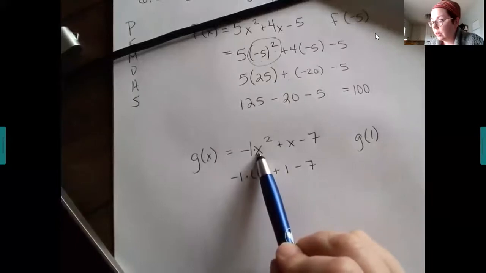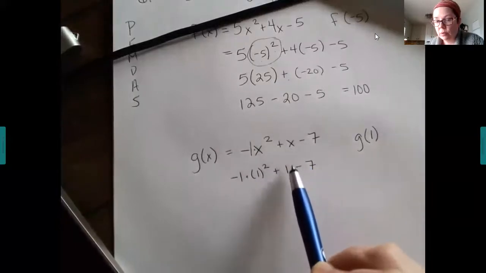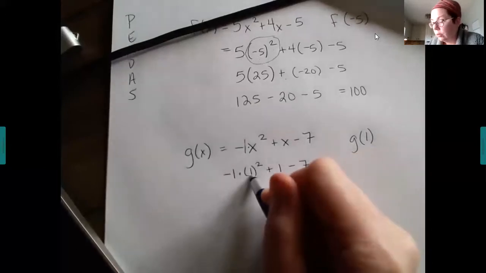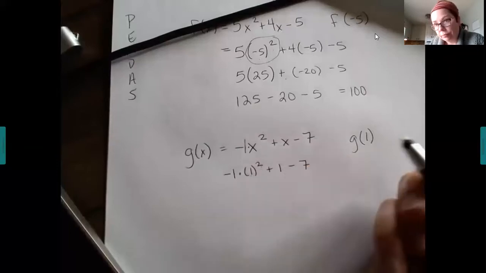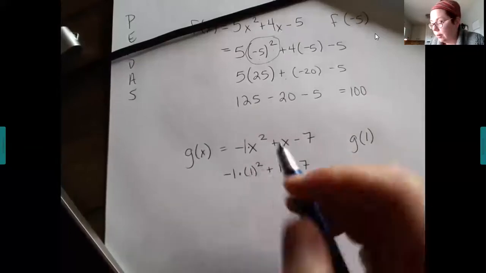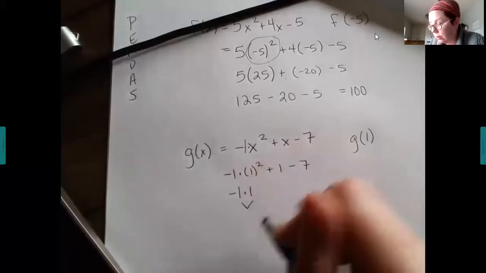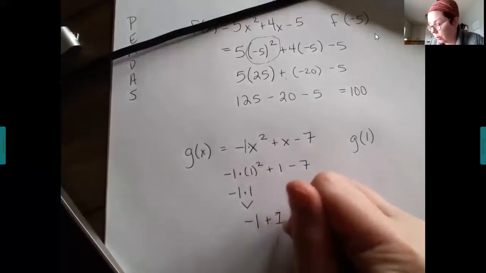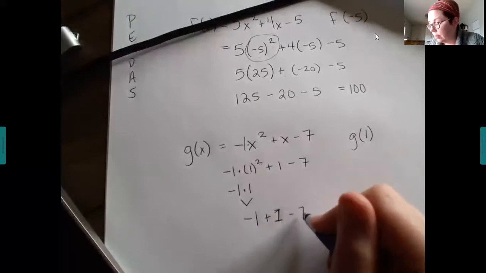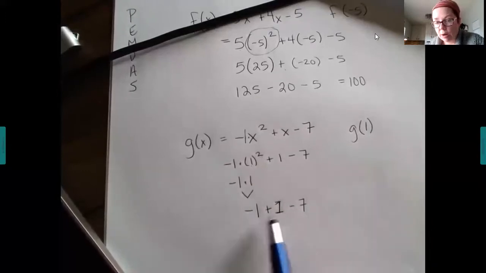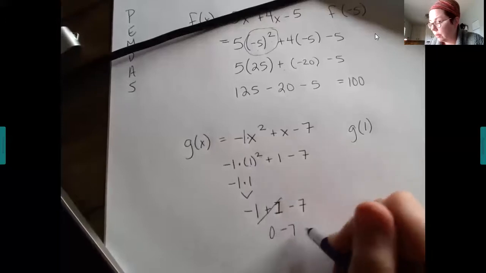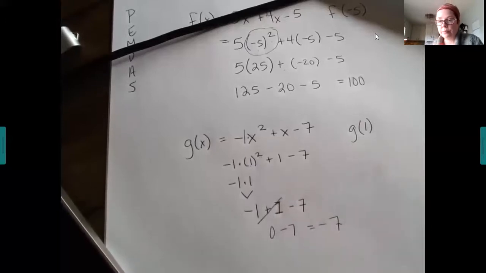So I just replaced this x with 1, this x with 1, and then, again, I still have that minus 7 there. So 1 squared is 1 times 1, which is 1. It's kind of redundant. So negative 1 times 1, oops, plus 1, sorry, minus 7. So these two are opposites, right? You lose 1, you gain 1, these cancel each other out. And so this will be like 0 minus 7, which is negative 7.